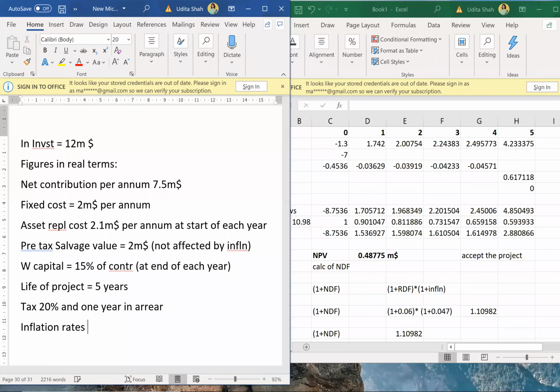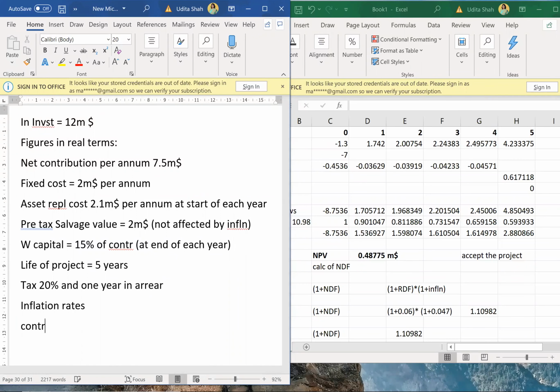Inflation rates. Contribution at 9%. Fixed cost at 2%. Assets at 2.5%, or let us say 3%. And your general prices at 5%. Okay, that is my inflation rates.